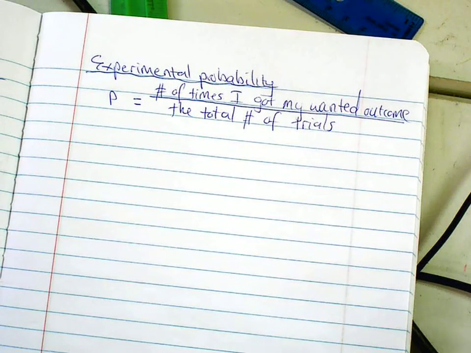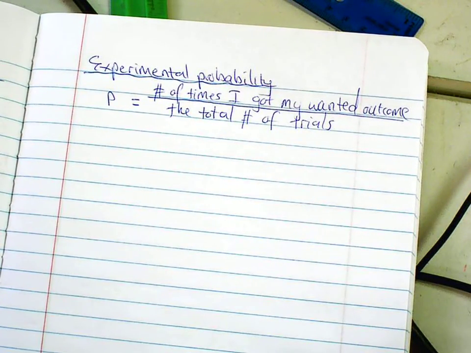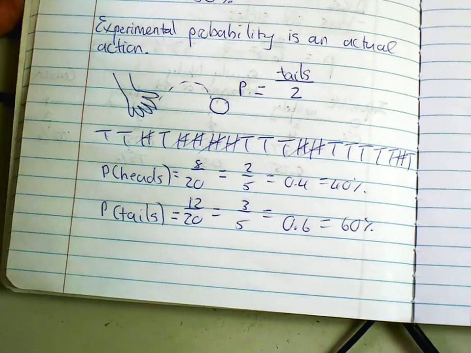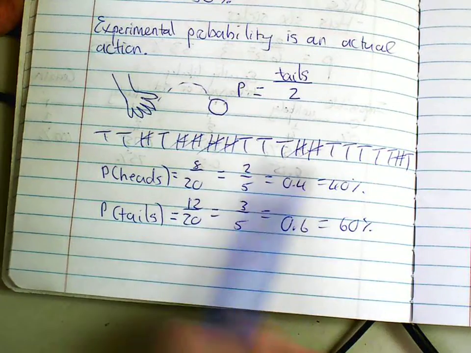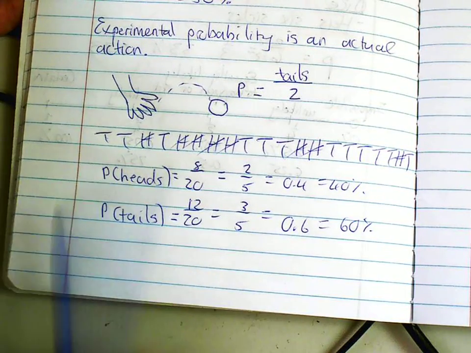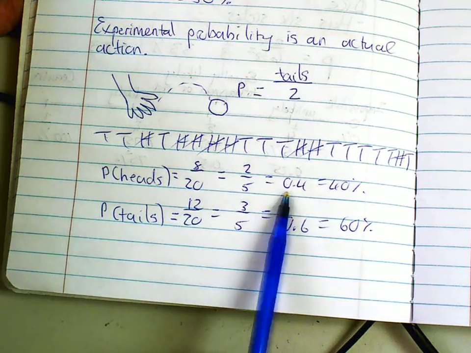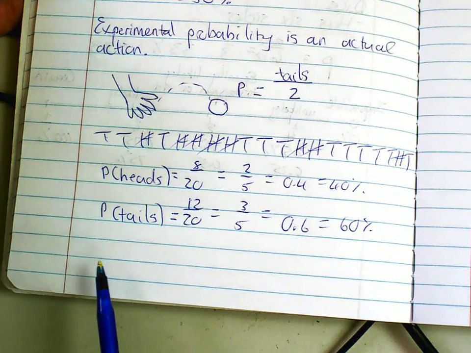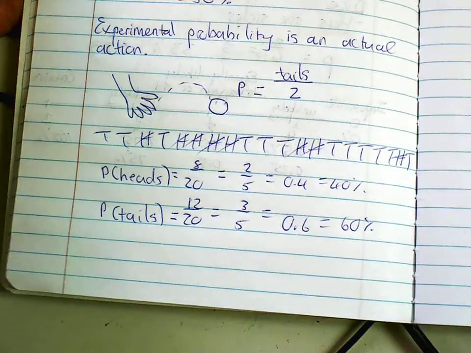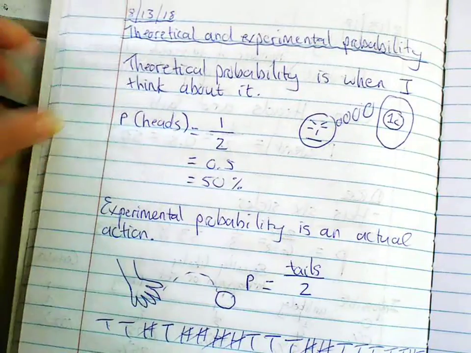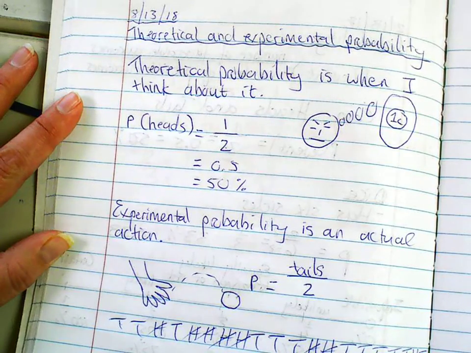And if you go back to the previous page, that's exactly what we did here. See? We said how many times did heads fall? 8. How many total times? 20. What did that come to? 0.4 or 40%. Okay? So that is, in a nutshell, the difference between theoretical probability and experimental probability.